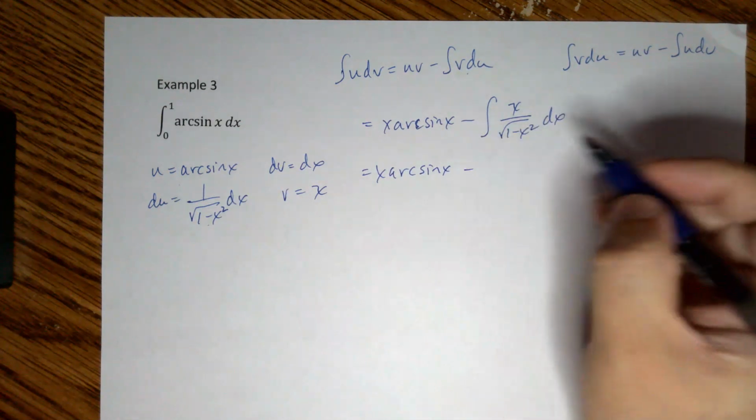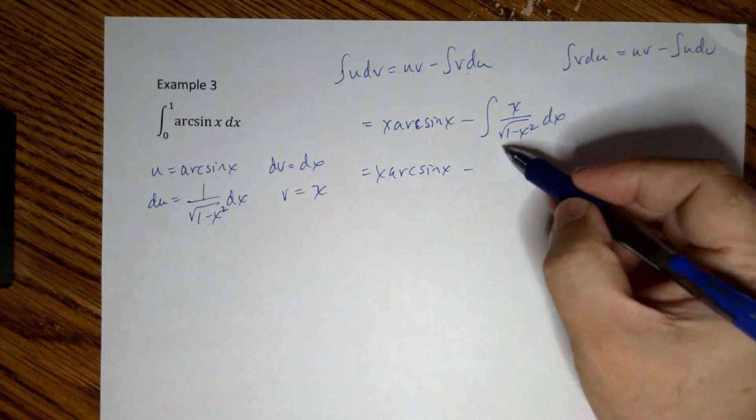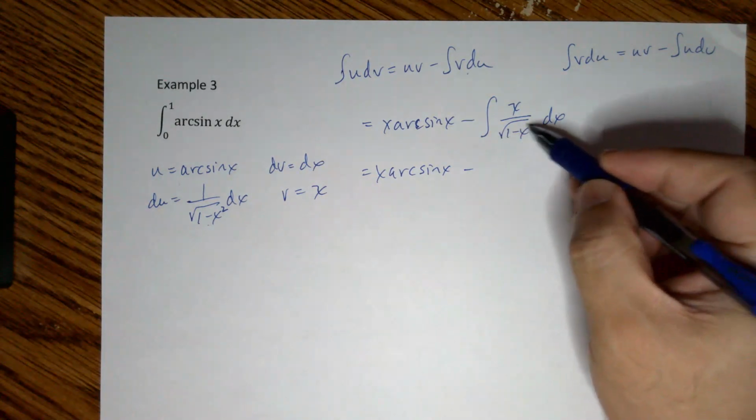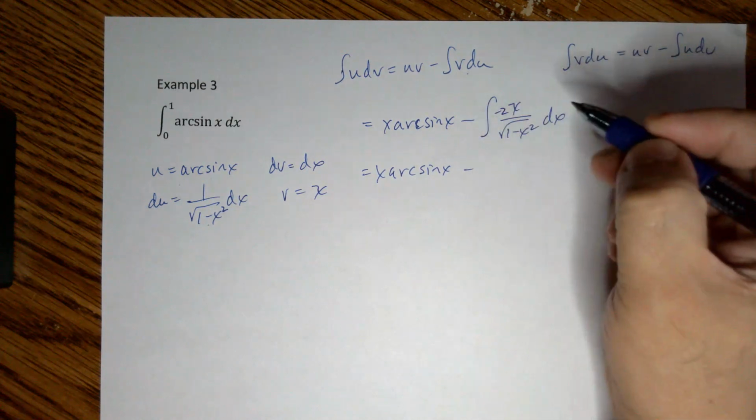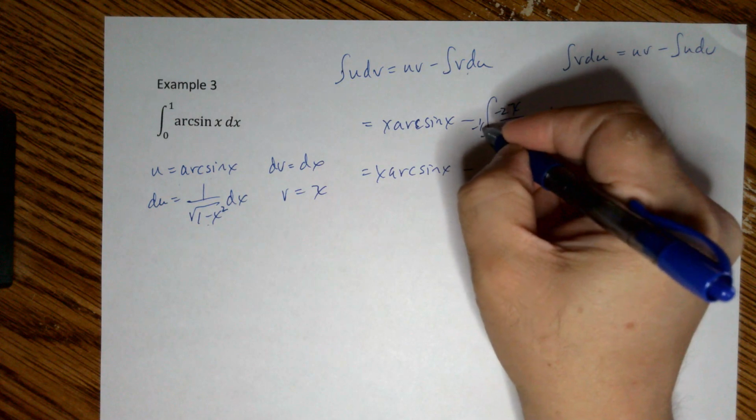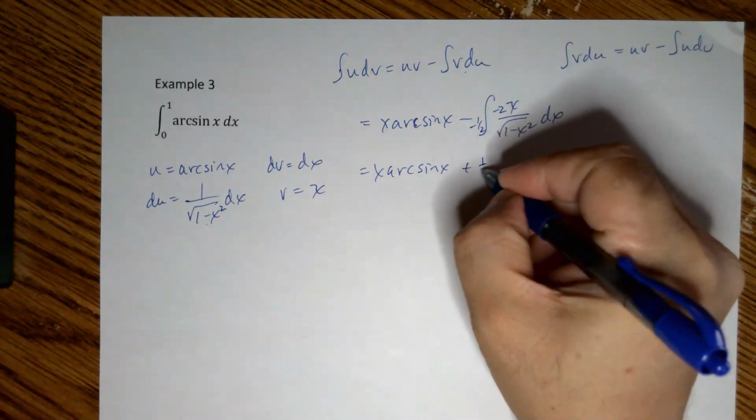This is a pattern recognition problem. What is the derivative of 1 minus x squared? The derivative of 1 minus x squared is negative 2x. So I just need a negative 2 up there. Compensate for that with a negative 1/2. So that makes it a plus 1/2.